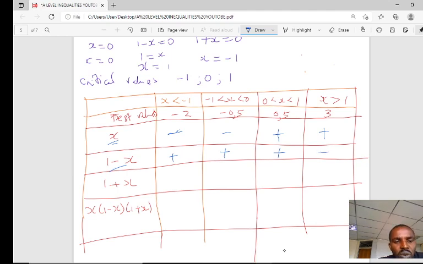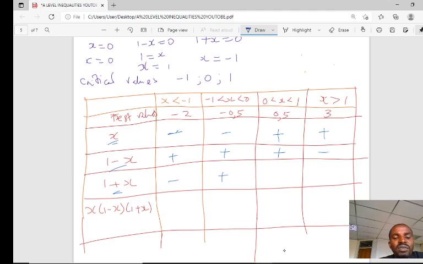Right, then moving down, where there's 1 plus x, you put -2 where there's x, it will be 1 minus 2, it will actually be -1, which is negative. Then put -0.5, 1 minus 0.5 is plus 0.5, which is positive.